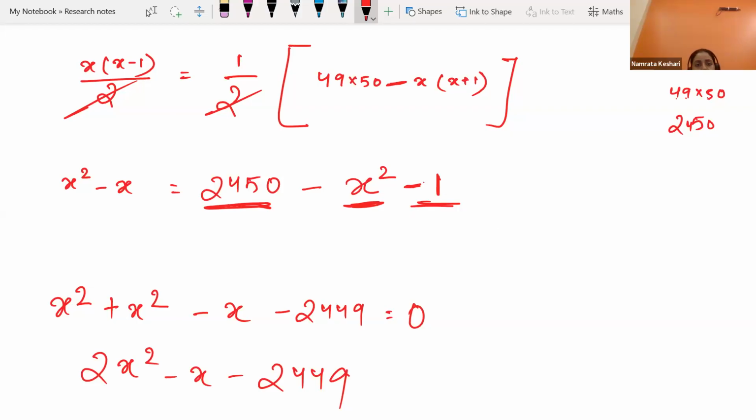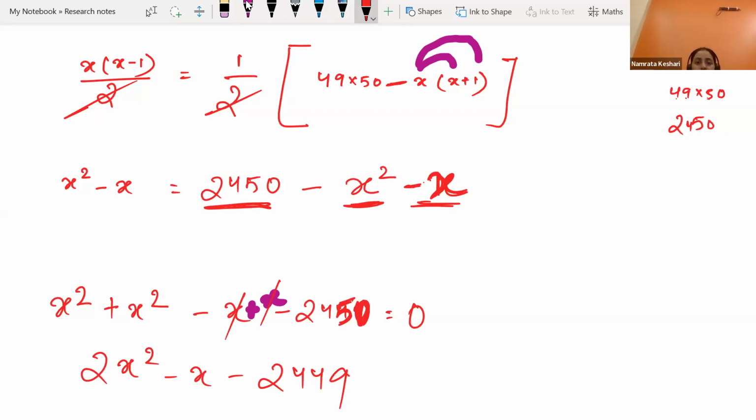Wait, here we have made one mistake. This x we multiplied with this one, this x we will multiply with this one also, right? So it becomes minus x instead of just 1. Then we have to take this x along with minus x to the other side. If we take this x, it will sit with a plus sign over here, and the x is gone. And this will still be 2450.